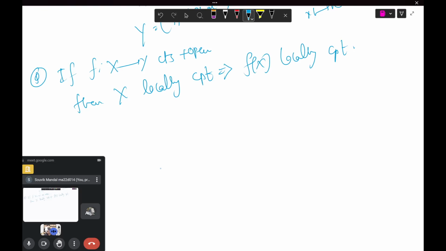Just go with the definition. Try to write the solution. Try to think about the solution and let me know.